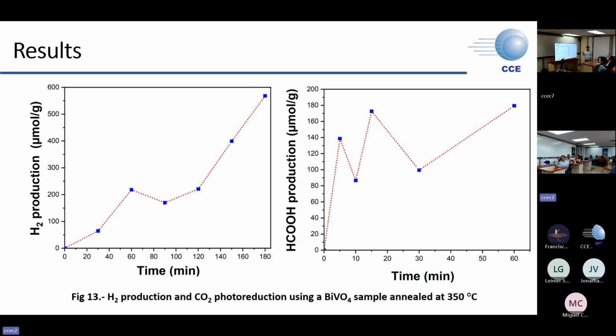in the case of hydrogen, it's more or less the same as I reported for zinc oxide. But in the case of formic acid production, it is smaller. Probably it's related to the band alignment. It's more complicated in this case for this material to promote this reaction, because the material is more complex. To form hydrogen, we only need 2 electrons for the proton.